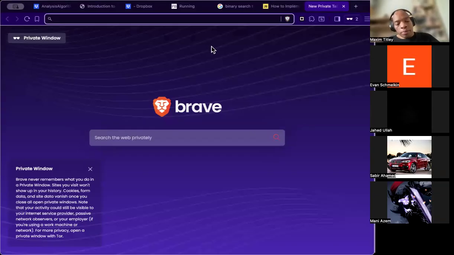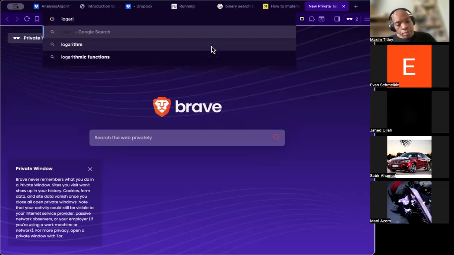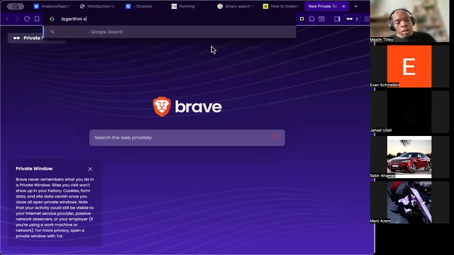Here, logarithm and exponent, exponentiation, as inverse functions.